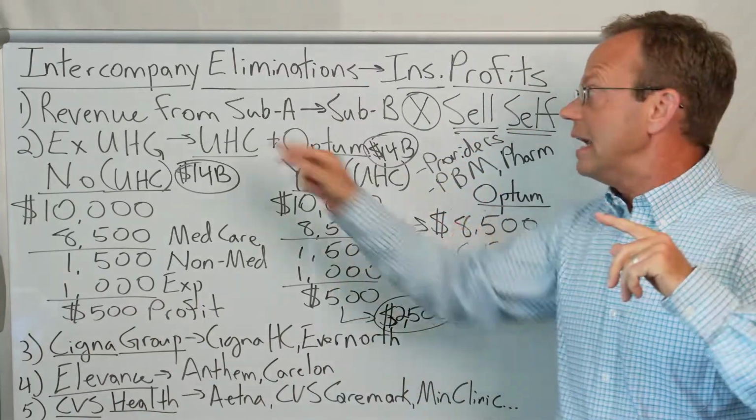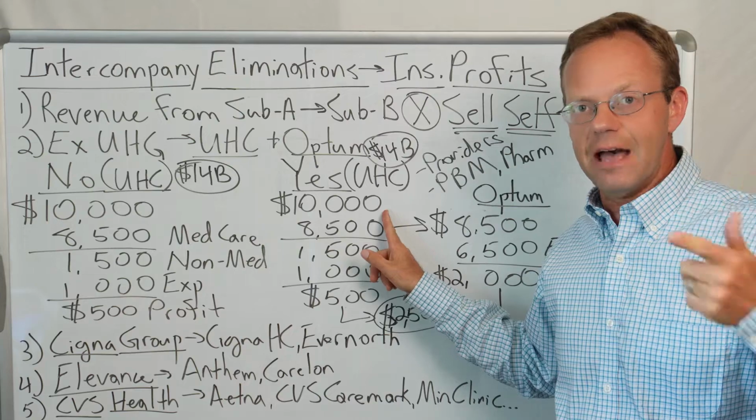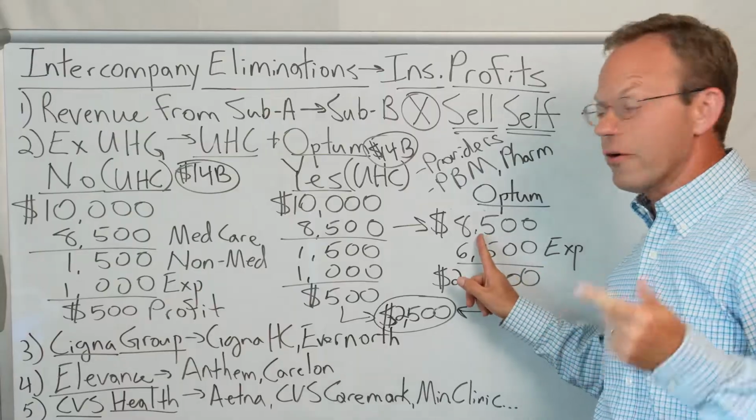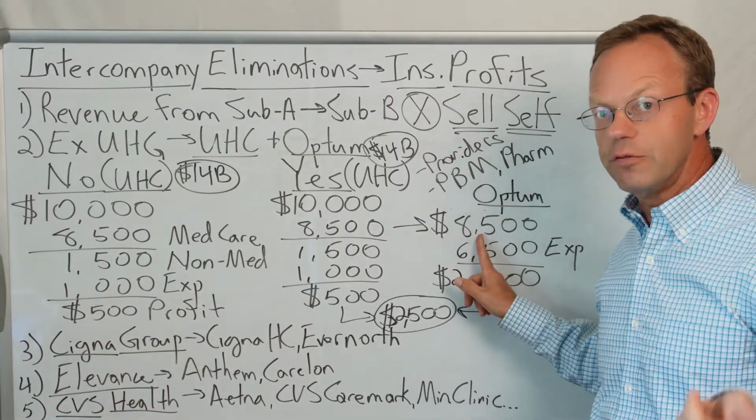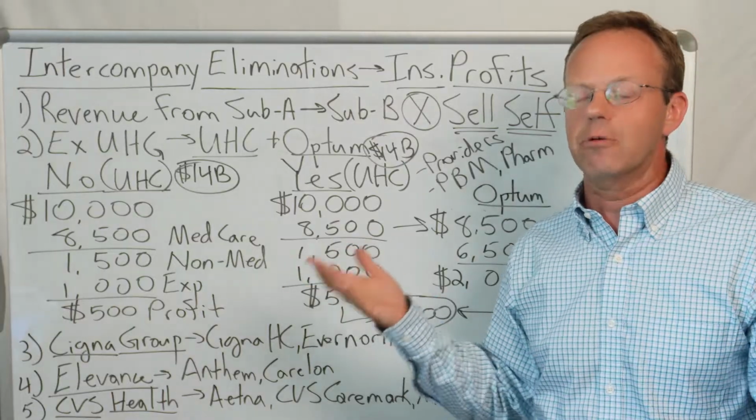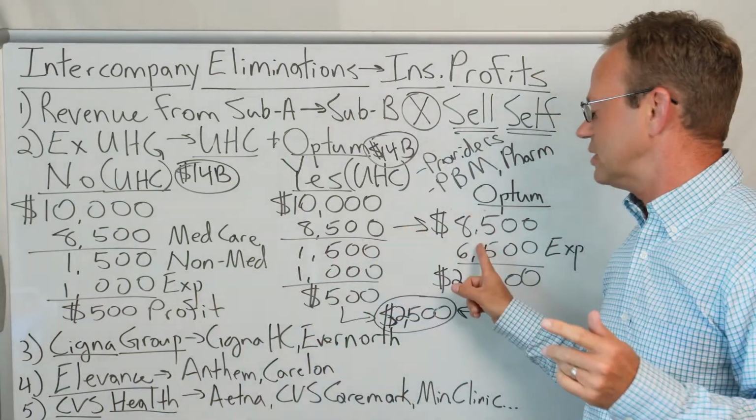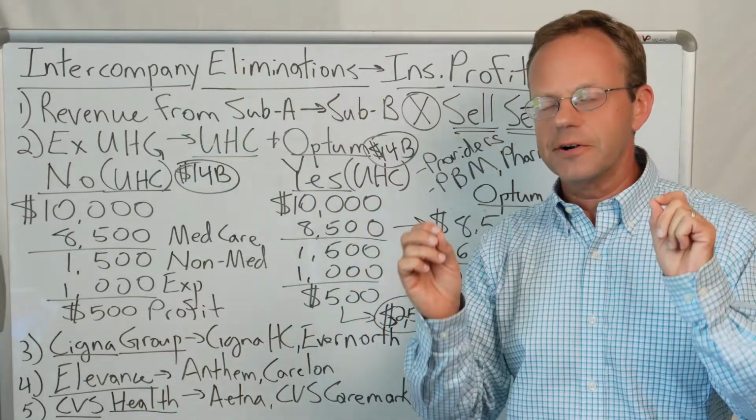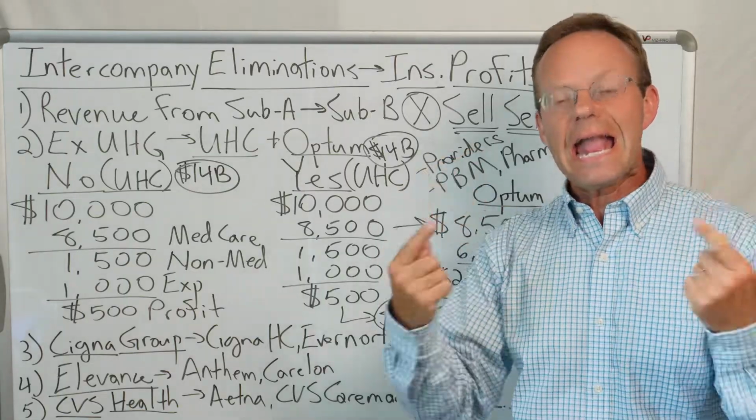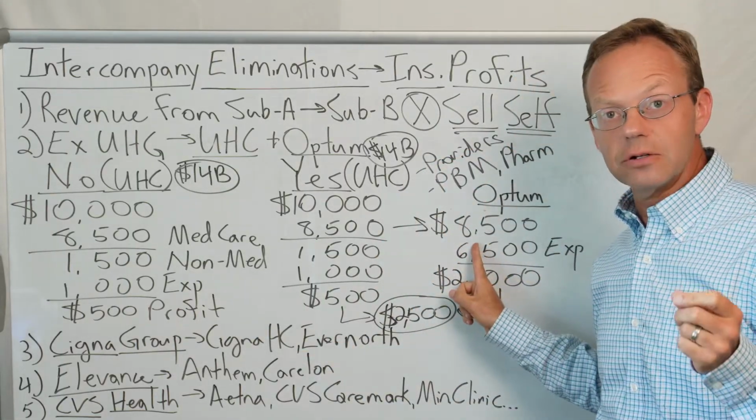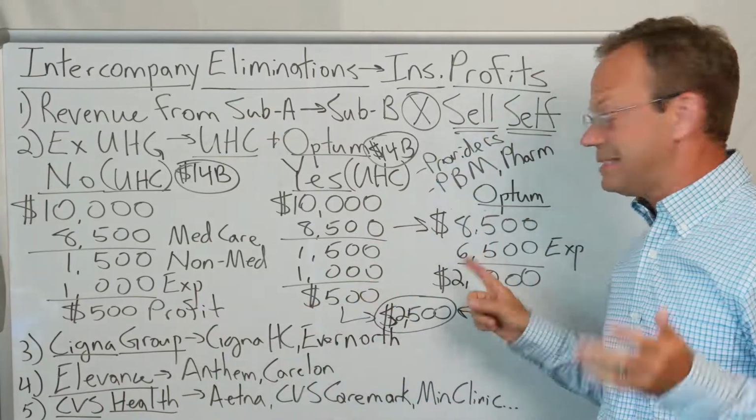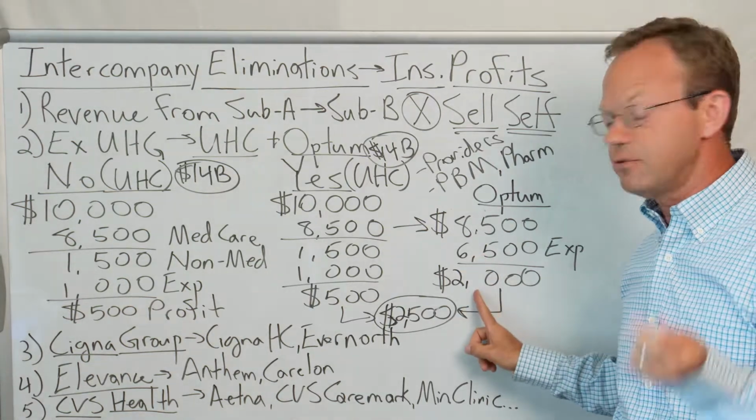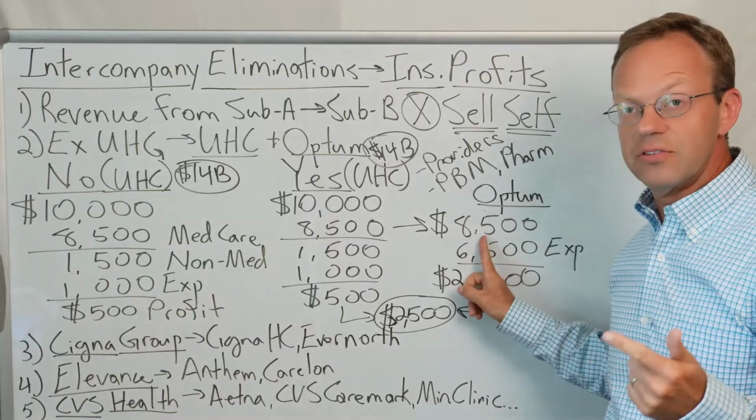Now, the intercompany elimination is, well, you can't count the $10,000 of premium revenue to UHC plus another $8,500 of revenue for Optum. You can't count $18,500 in revenue because you'd essentially be double counting the revenue. That's why you have to do an intercompany elimination. However, let's see what Optum can do with that $8,500 in medical care. Let's say to actually deliver care for that individual, it only costs $6,500 of expenses. That means they have $2,000 of profit off the $8,500.